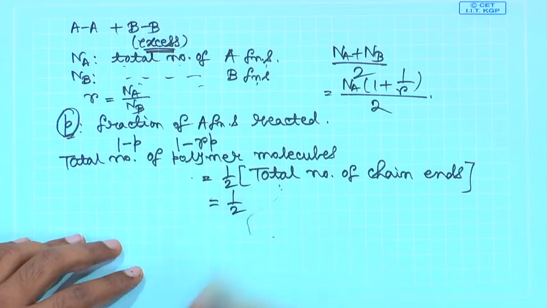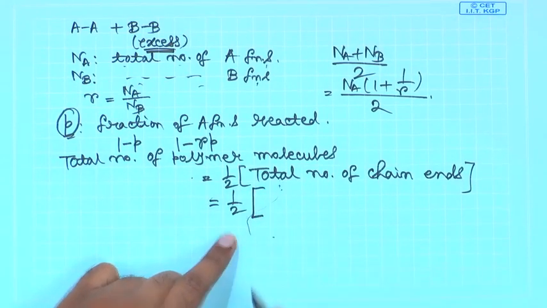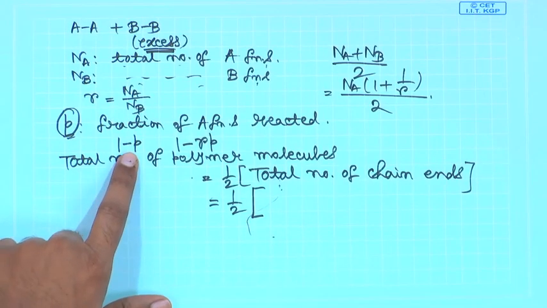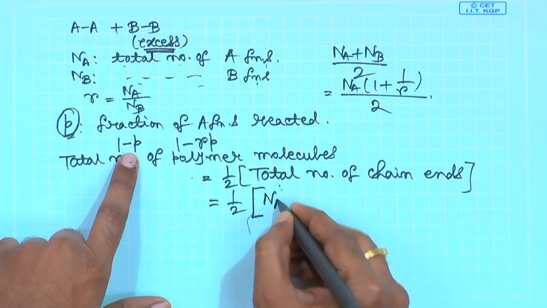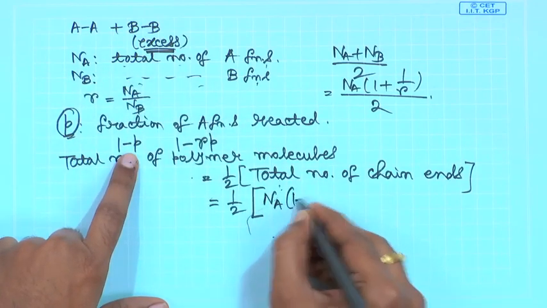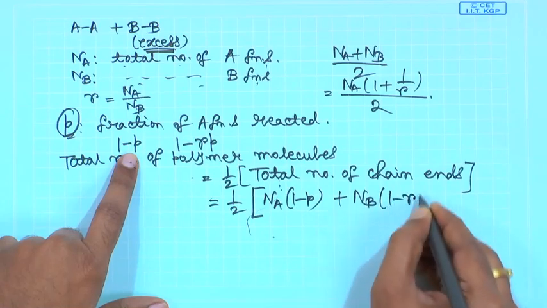Total number of chain ends is equal to the total number of unreacted A and B groups, because those unreacted groups are at the ends of the chains. So, that will be equal to half into the total number of unreacted groups. Your 1 minus P is the fraction of A that has not reacted. So, the total number of unreacted groups will be Na into 1 minus P plus Nb into 1 minus rP.